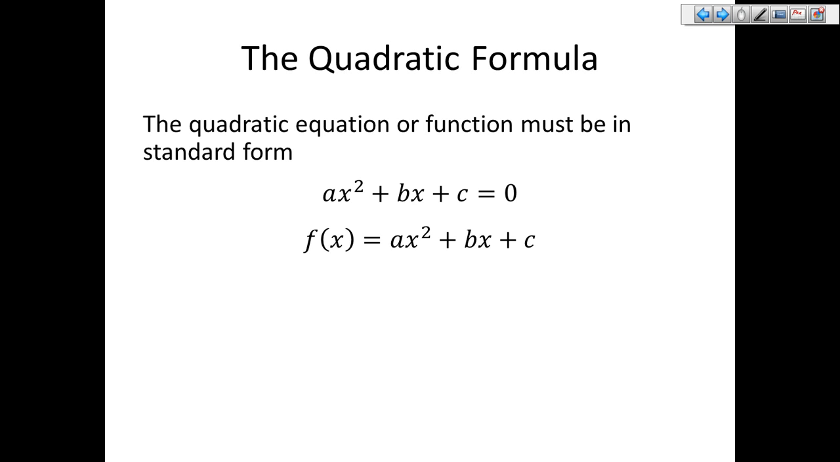Then, if we want to solve the equation in standard form or find the zeros of the quadratic function, here's the quadratic formula. x is equal to negative b plus or minus the square root of b squared minus 4ac, all over 2a. So the a, b, and c that the quadratic formula refers to are the a, b, and c in our quadratic equation or quadratic function in standard form.